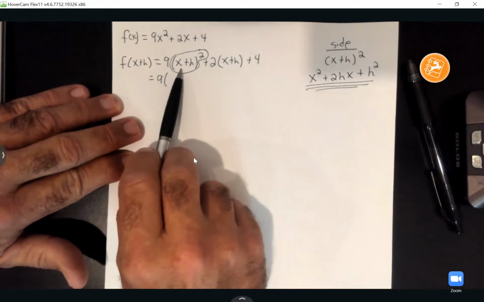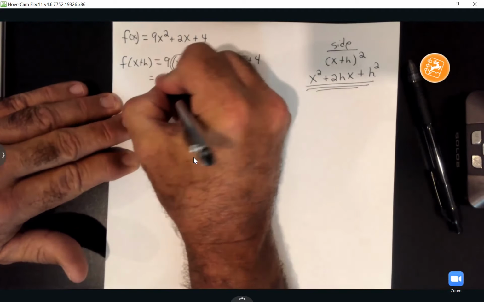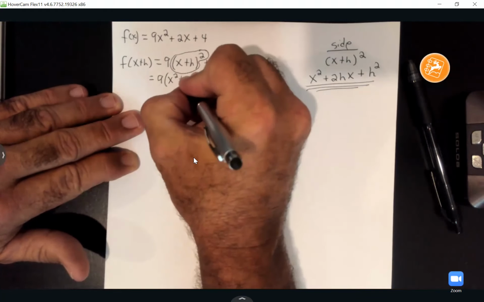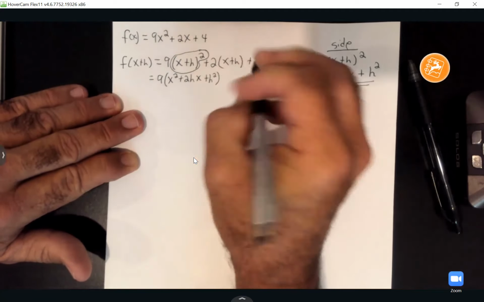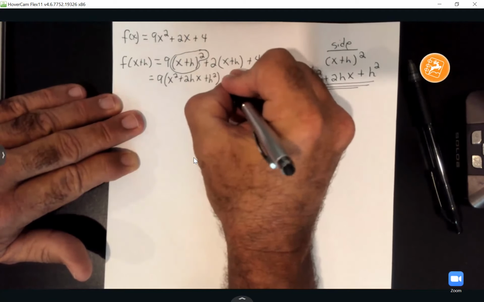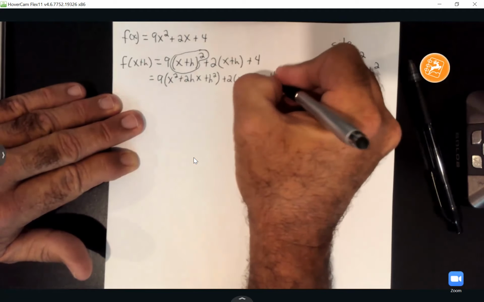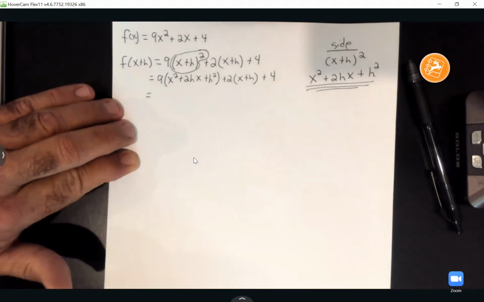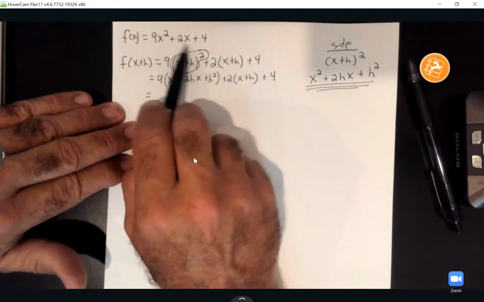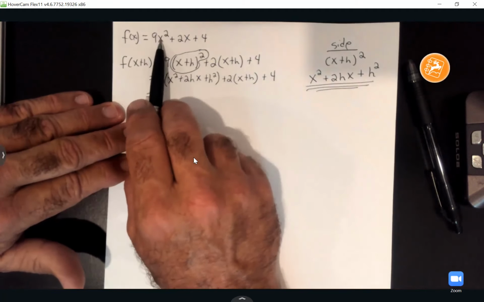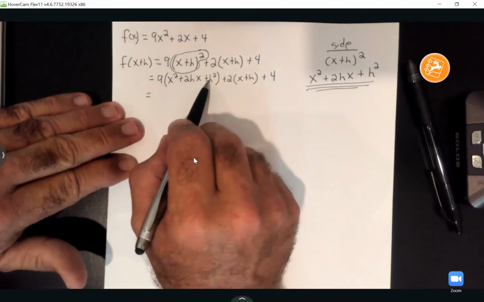Because when you get this (x plus h) squared, you're going to substitute that in every time. So your x squared plus 2hx plus h squared. Then I'm going to bring down the rest: 2 times the (x plus h), and then my plus 4. So this one's a little longer, but that's because I've got these x's going into two places, and this one's being squared, okay?